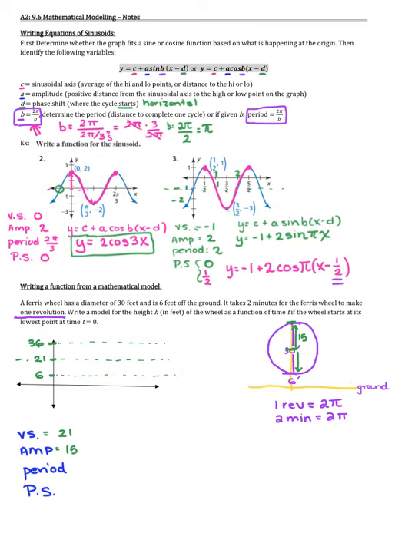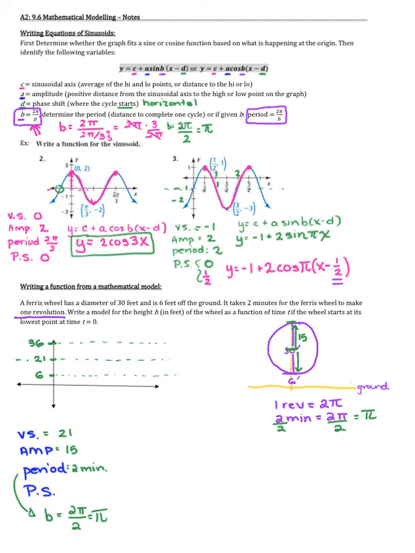Now they told us that it takes 2 minutes to do a full cycle. So remember, we know the period. We know the period is 2 minutes to complete one cycle. What we want, if we're going to do the equation, is the b value. So remember up above, to find b, you do 2 pi divided by the period, which just gives me pi. So my b value, when I write the equation, is going to be pi.